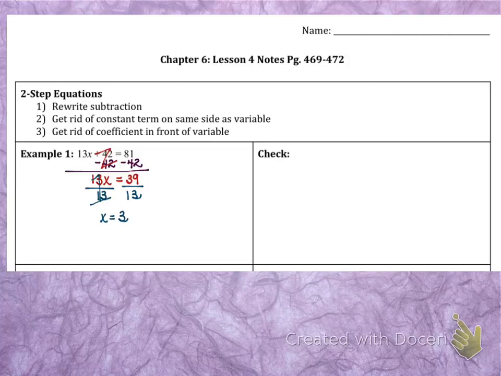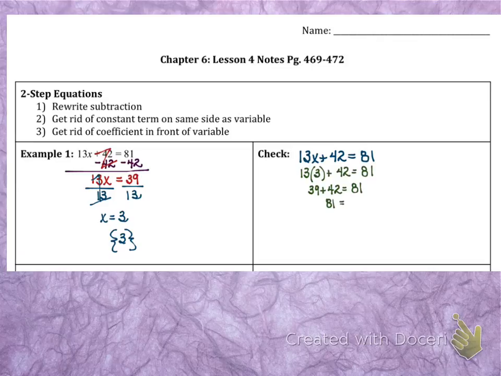We're going to put our answer in set braces, and then we're going to do the check. So we've got our original as our first line of our check, 13x plus 42 equals 81. In the next line, I'm going to plug in what I got. I got 3, and everything else stays the same. In the next line, we're going to do order of ops. We need to multiply before we add, so we're going to do 13 times 3, which is 39. And we're going to add it to the 42 in the next line. When we add 39 and 42, we're going to get 81. And 81 equals 81, so check mark, you're done.